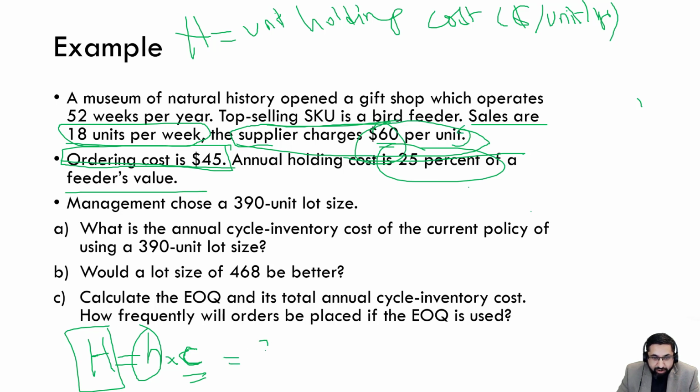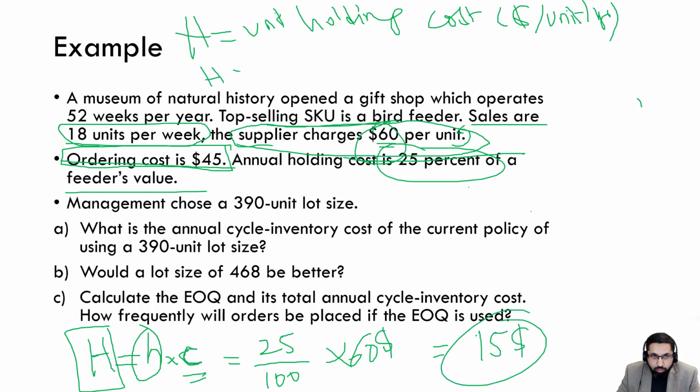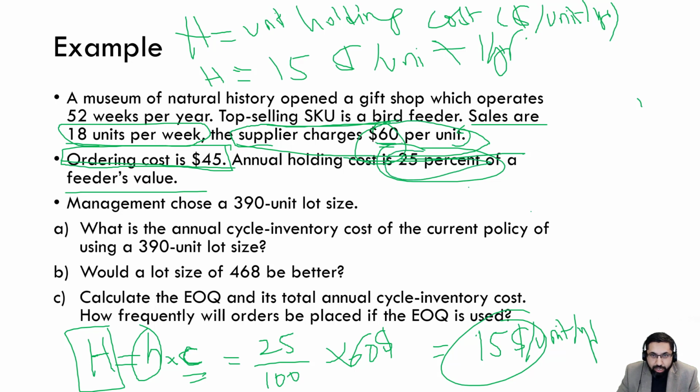So we're going to multiply 25%, which is 25 over 100, right, or 0.25, times $60. Okay, that's going to give us about, I think, $15. So our unit holding cost H equals $15 per unit per year, right? So our unit holding cost is going to be $15 per unit per year, and we got it by multiplying the percentage holding cost by the item's value. Okay, and so what it means is if you hold a bird feeder in stock for a whole year and you don't sell it for a whole year, it's in your inventory for a whole year, you end up spending $15 to hold it in inventory for a whole year.